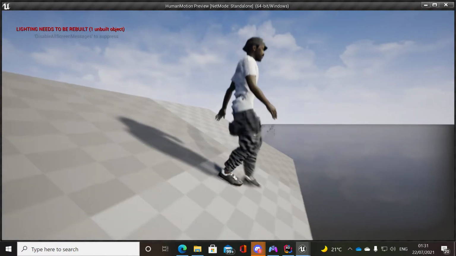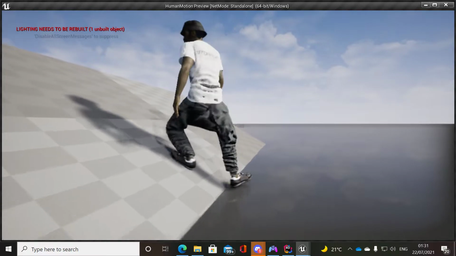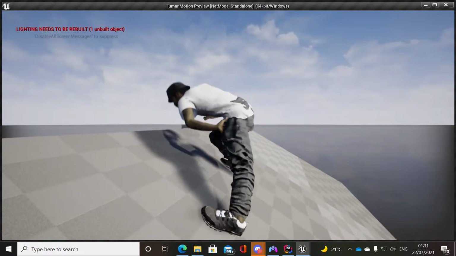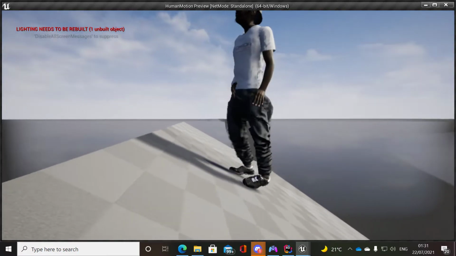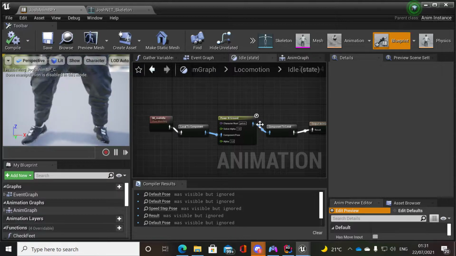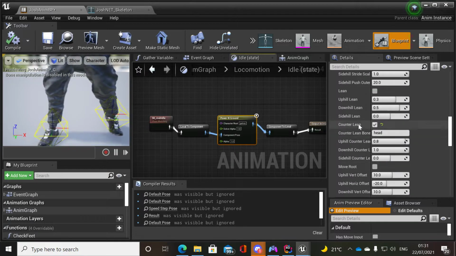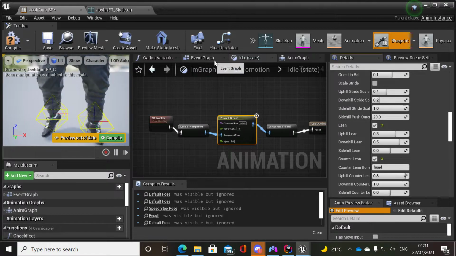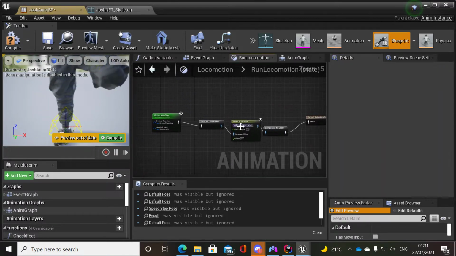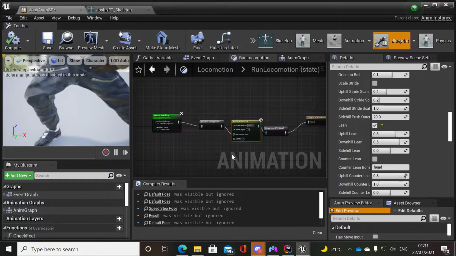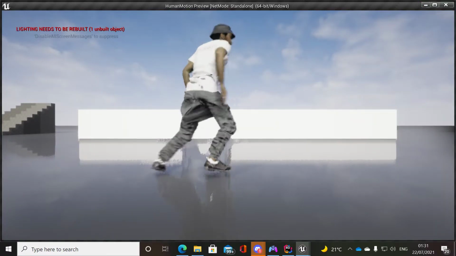Well, first we can play with the constraints of the knees, right? It shouldn't be that much. Can we play with the leaning forward and backward? So the lean. If we add a lean to both nodes, let's see how it's going to look.